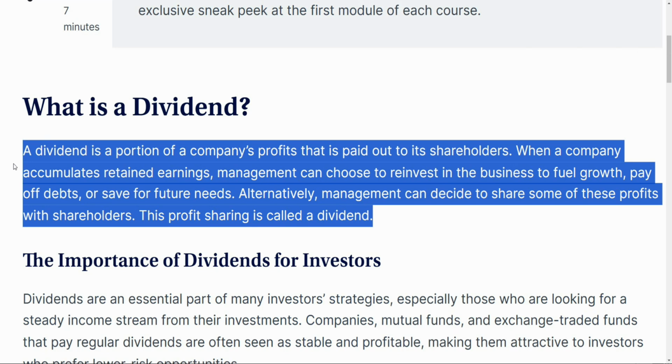In other words, a business does its normal thing. It sells products or services, gets revenue, and then shares part of that revenue with you if it chooses to.